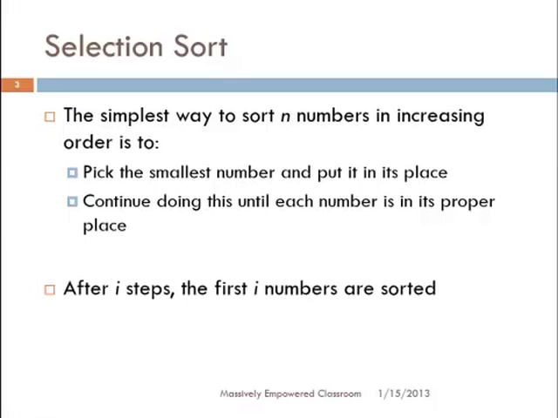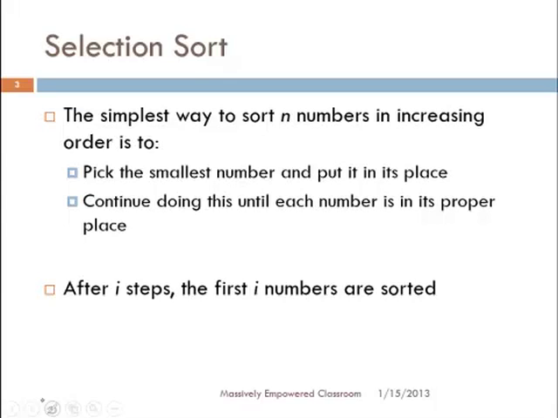So after the first step, the first element will be in the correct place. After i steps, the first i elements will be in their proper places, and at the end all the data elements or all the numbers will be in their proper place. Before we actually write the algorithm, that is before we figure out how selection sort actually works, let's look at an animation. Let's try to visually see how selection sort works.